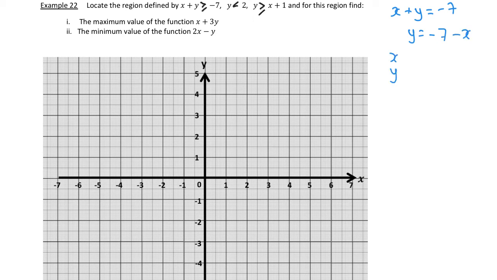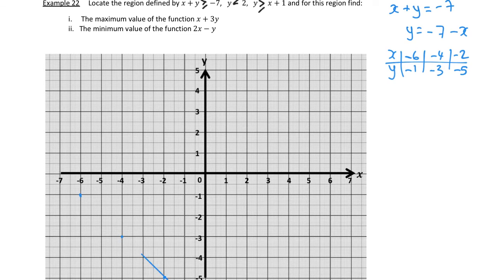So we need our table of values, x and y. So let's pick x values of -6, -4 and -2. So y is -7, take away -6, so that's -7 plus 6, which is -1. When it's -4, we get -7, take away -4, so -7 add 4, which is -3. And when it's -2, -7, take away -2, -7 add 2, so that's -5. So we've got coordinates of (-6, -1), (-4, -3), and (-2, -5).